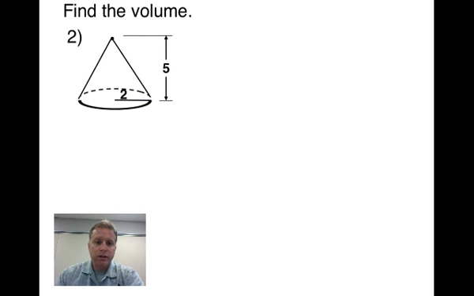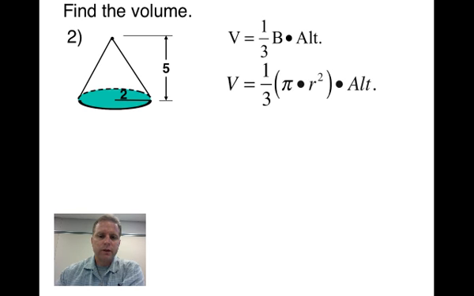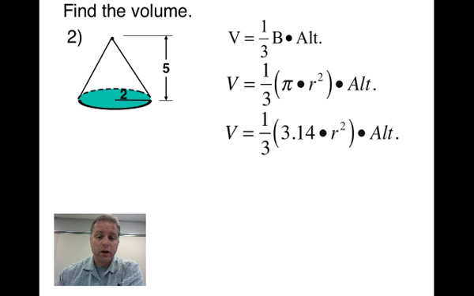Would you find the volume for this cone? Remembering that the generic version is volume is equal to 1/3 times the base times the altitude. So since we have a circle for the base, our base is going to be pi times r squared. We then need to plug those in. Remember, what do we use for pi? 3.14. What's r in this case? 2. And our altitude is 5.